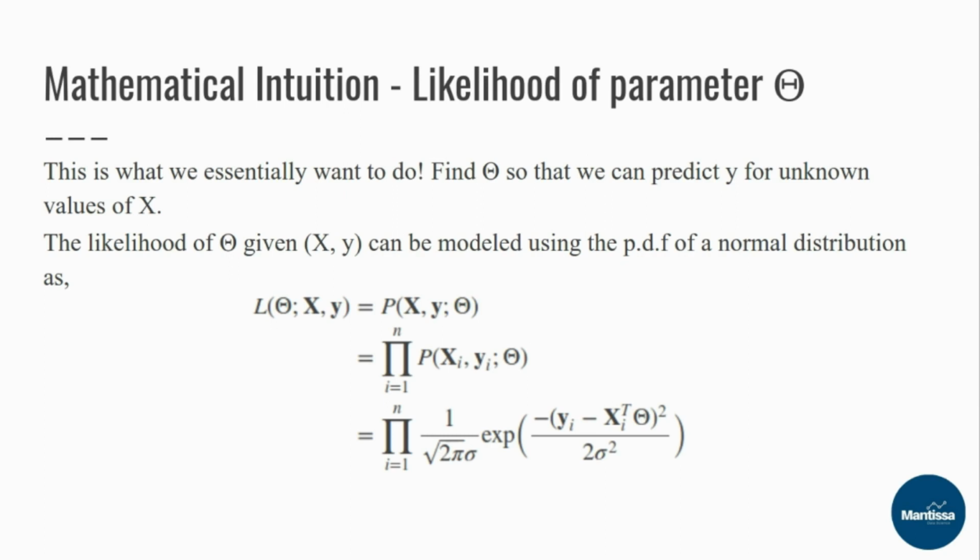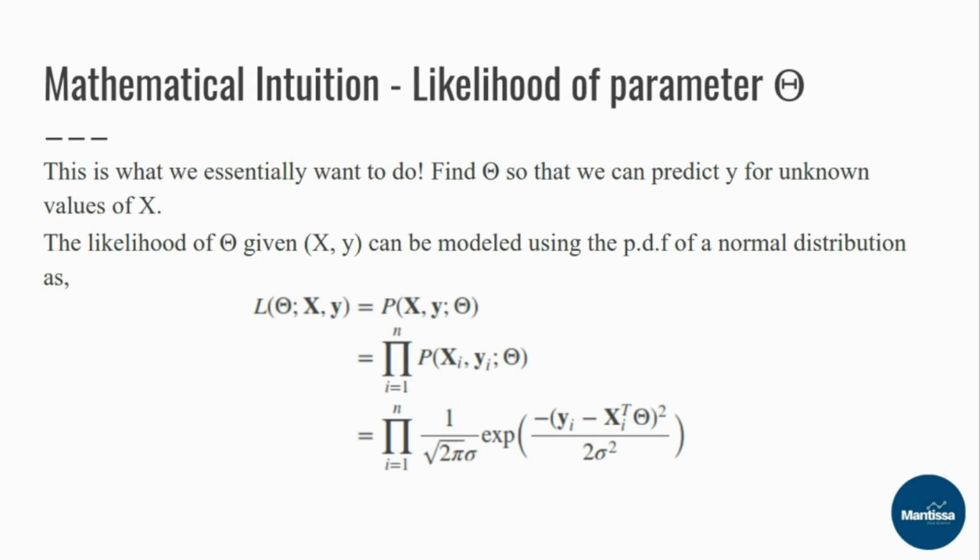Let me repeat that again. The likelihood of theta given x comma y is equal to the probability of x comma y given theta. Let that register in your head. What I'm saying is that the likelihood of getting theta given a certain x comma y is essentially equal to the probability of getting x comma y from a certain theta.